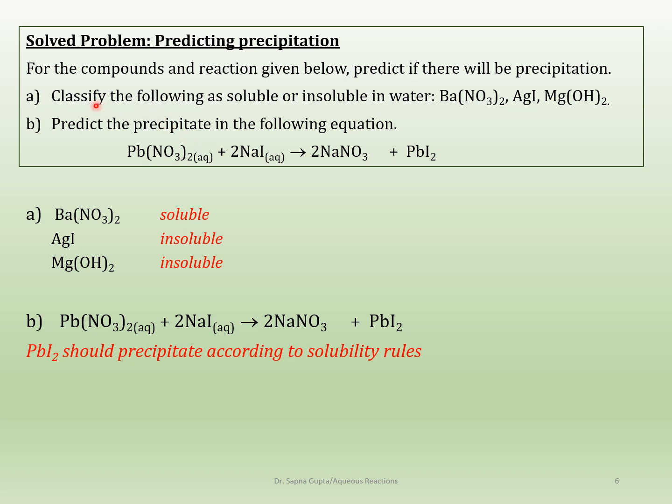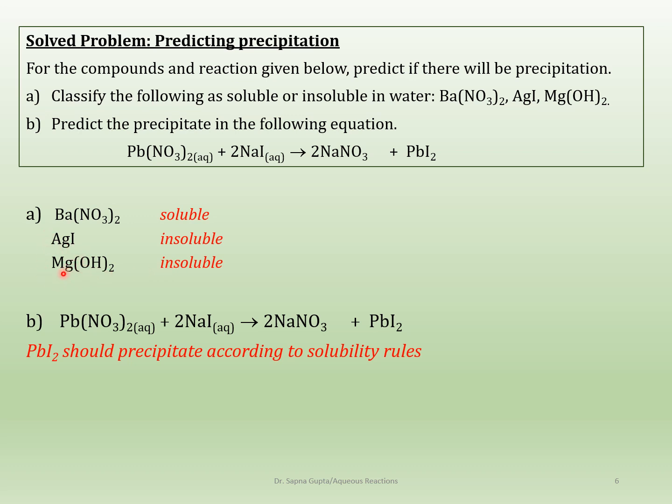So all you have to do is look at these compounds and predict if they're going to be soluble or insoluble in water, and then predict the precipitate that's going to form for this equation. So let's look at the first one: barium nitrate, silver iodide, and magnesium hydroxide. Barium nitrate, as soon as I see nitrate, I'm done. This is soluble. Silver iodide. Silver is generally going to be insoluble in a lot of things, and if you look at your solubility table, halides are not soluble for silver, and then hydroxides are also not soluble.